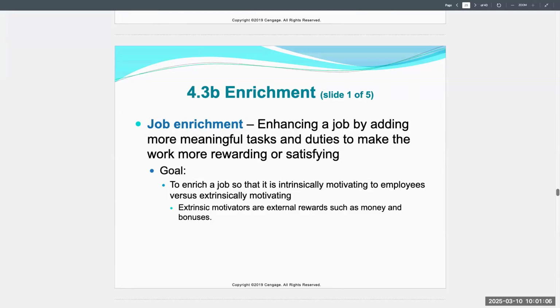Okay. Giving employees autonomy, responsibility, and skill development opportunities. Enriched jobs lead to higher job satisfaction, lower turnover, and greater innovation. So employees feel more engaged when the roles allow them to contribute meaningfully to the organization.